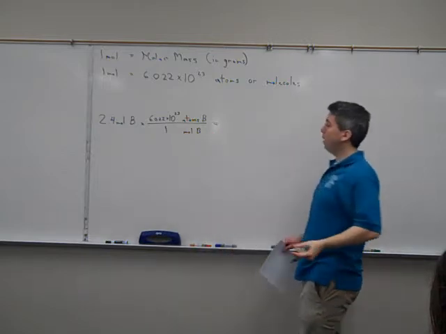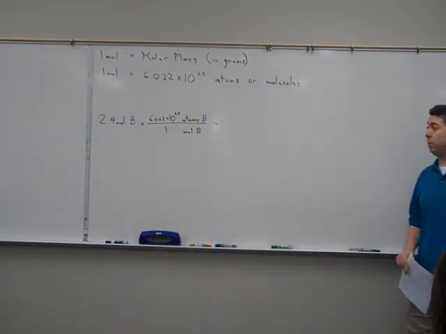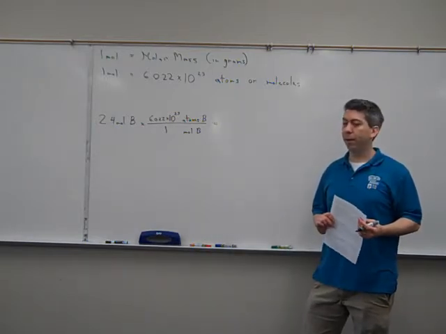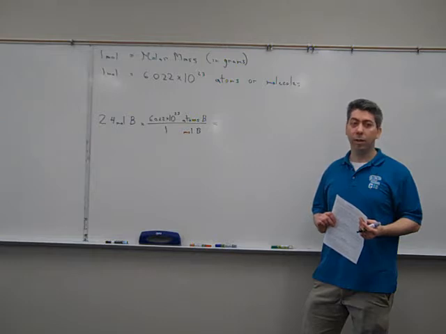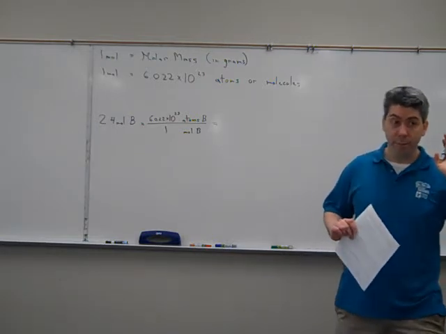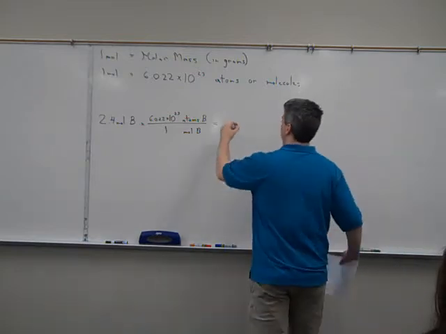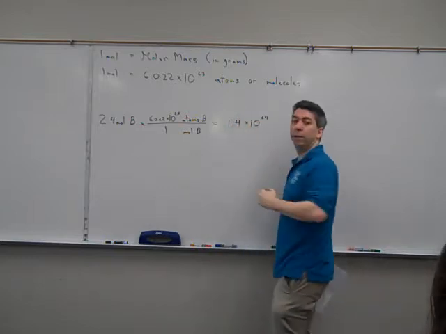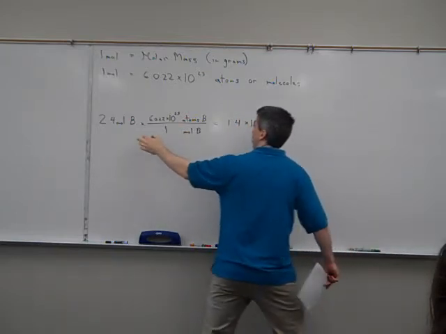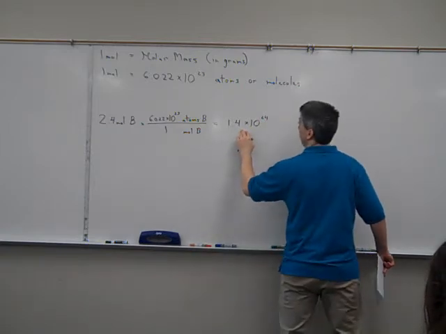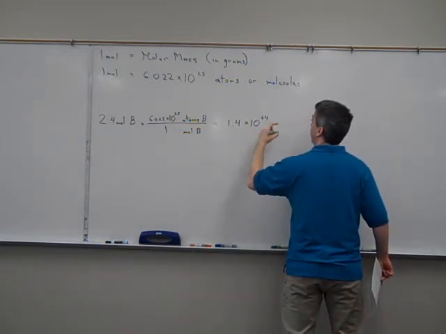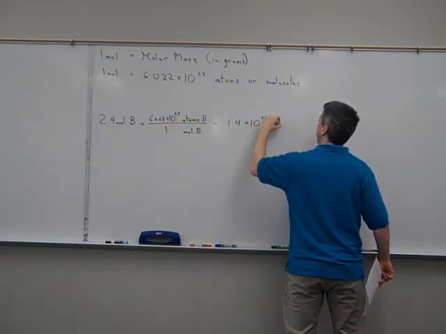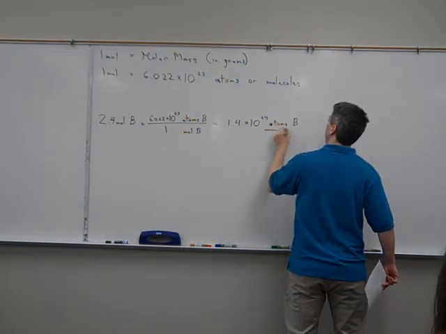Then you simply multiply 2.4 times 6.022 times 10 to the 23rd. And what do you get? 1.4 times 10 to the 24th. Since you started with 2 significant figures, your answer is going to have 2 significant figures. And this is going to be atoms of boron.